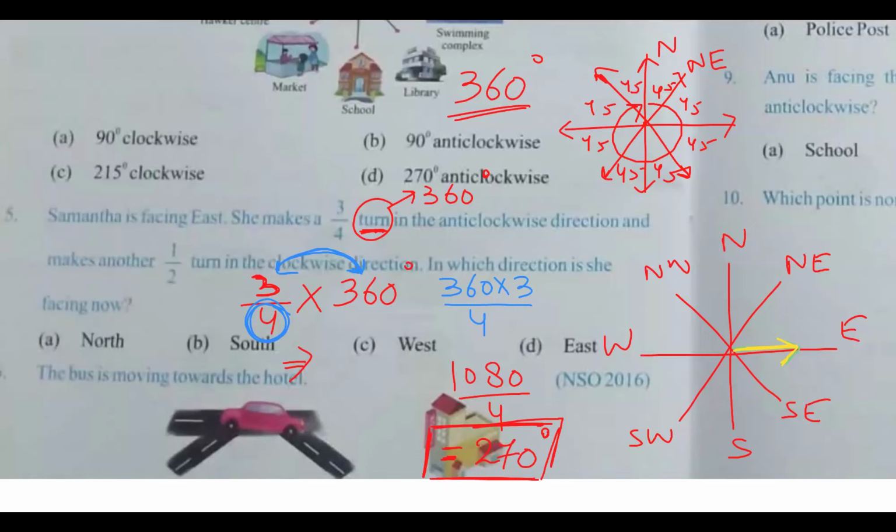Or there is one more way of solving this part, to find the angle change. Instead of multiplying 360 and 3 first and then dividing by 4, at this step we can simplify the fractions. I'm not sure if you have done fraction simplifying or not, but we can do it like this also.